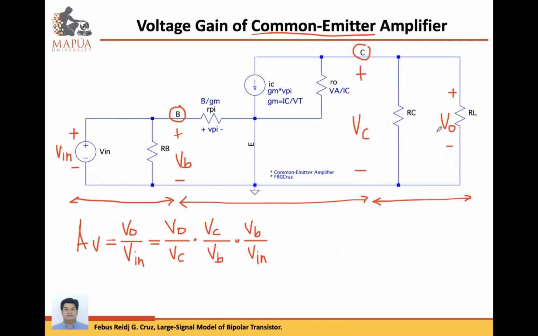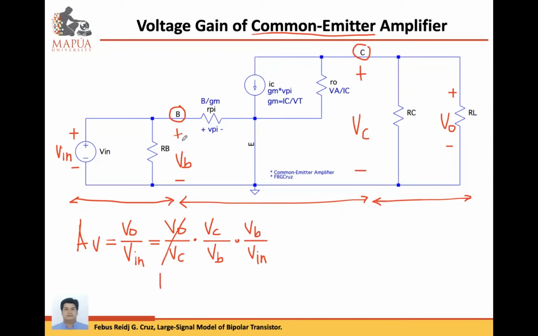Take a look at the output circuit. We can notice that V out is actually in parallel with the collector voltage. Tama? They have the same loads. They are both connected to the collector and connected to ground. So V out is in parallel with the collector voltage, which means they have the same voltage level. So V out over VC will be equal to 1. So alam na agad natin yon.